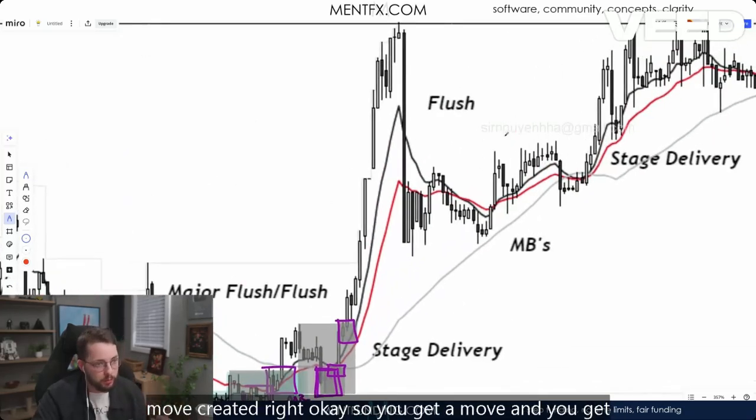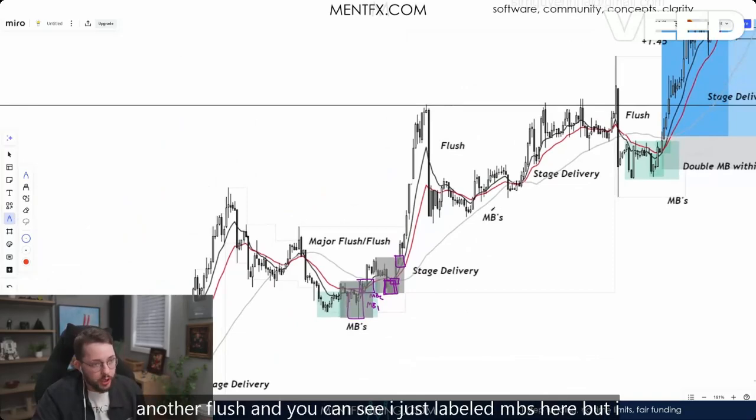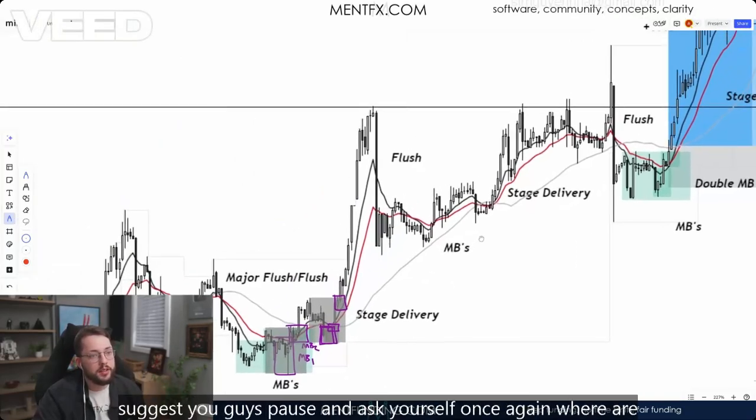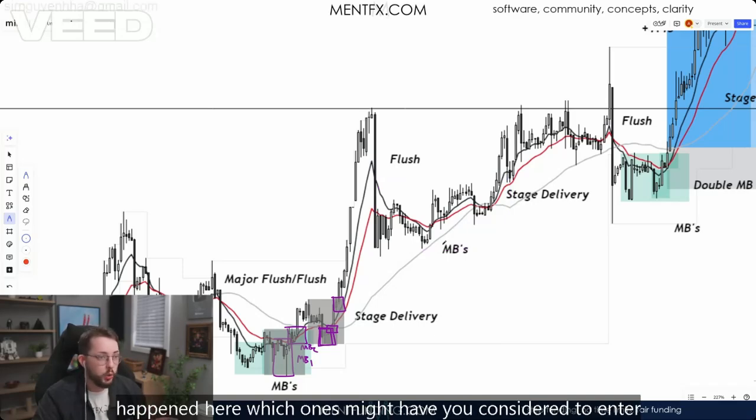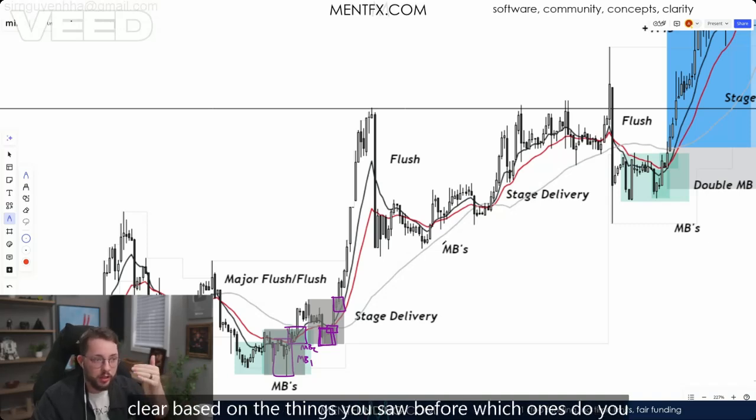Okay, so you get a move, and you get another flush. And you can see I just labeled MBs here, but I suggest you guys pause and ask yourself once again, where are all the potential double MBs or forms of double MBs that happened here? Which ones might you have considered to enter based on just potential double MB formations that are clear based on the things you saw before? Which ones do you see?